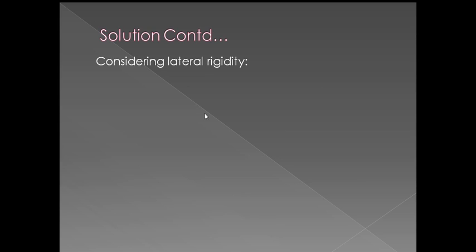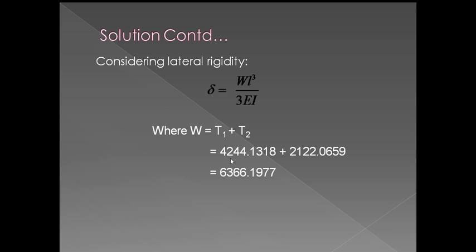So first, considering the lateral rigidity, it is like a cantilever beam. Then the deflection of the beam equals W L cube by 3 E I. Here the constant is 1 by 3. So the weight is nothing but T1 plus T2, that is 4,244 plus 2,122. So the total weight is 6,366 newtons. Here I equals the moment of inertia of the shaft, that is pi d to the power of 4 by 64.